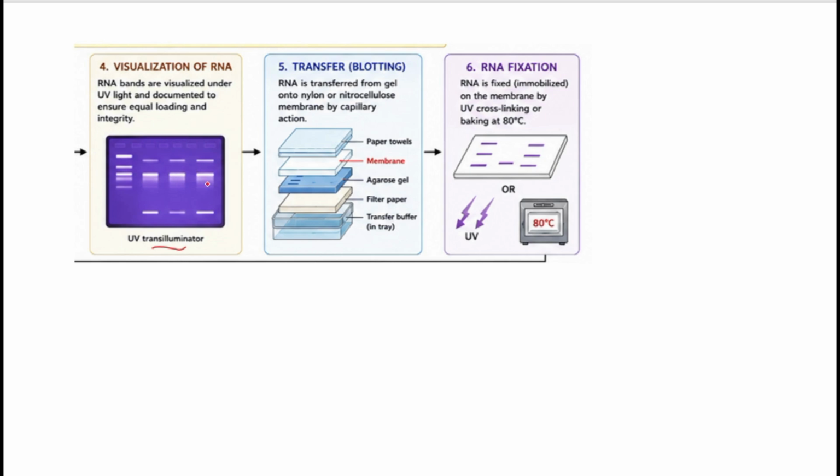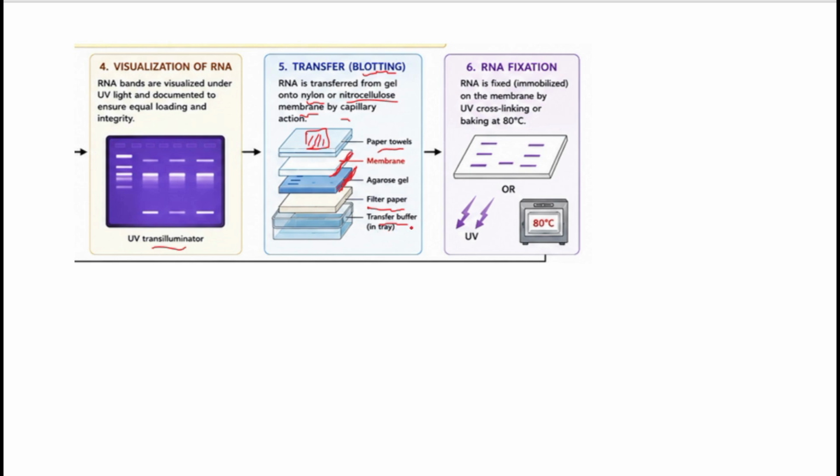Next step will be the transfer. This gel is present now, and we have to transfer it onto the blotting paper. This blotting paper can be a nylon or nitrocellulose membrane, and this is done by capillary action. In this tray, you will have the transfer buffer. Upon this transfer buffer there will be filter paper, and upon the filter paper we place the agarose gel, and upon that the membrane, that is the nylon or nitrocellulose membrane. Above this membrane there will be paper towels, and we place a weight on top.